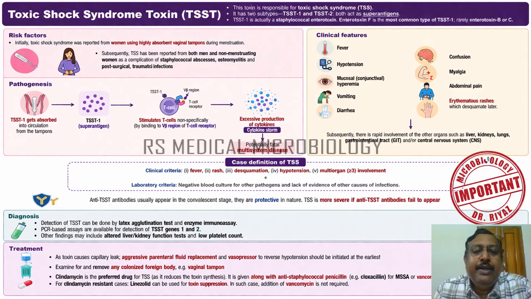When the patient is recovering, there can be anti-TSST antibodies, and if the patient does not develop these antibodies, the toxic shock syndrome is more severe. For diagnosis, you can look at this TSST by latex agglutination or enzyme immunoassay. You can do PCR for the TSST-1 and 2 genes, and you can also have some associated laboratory parameters.